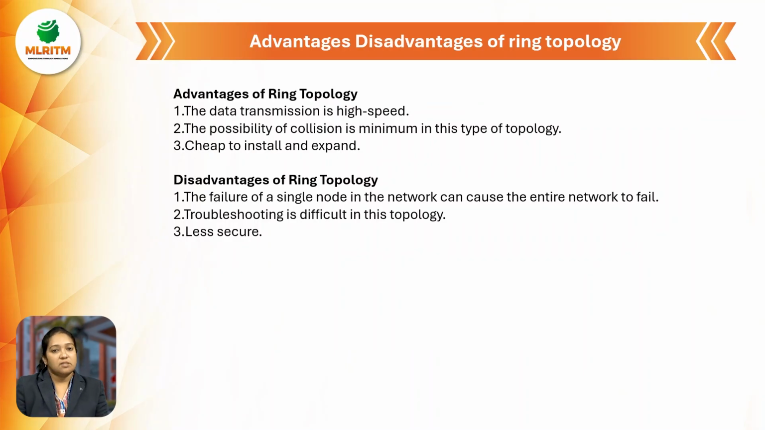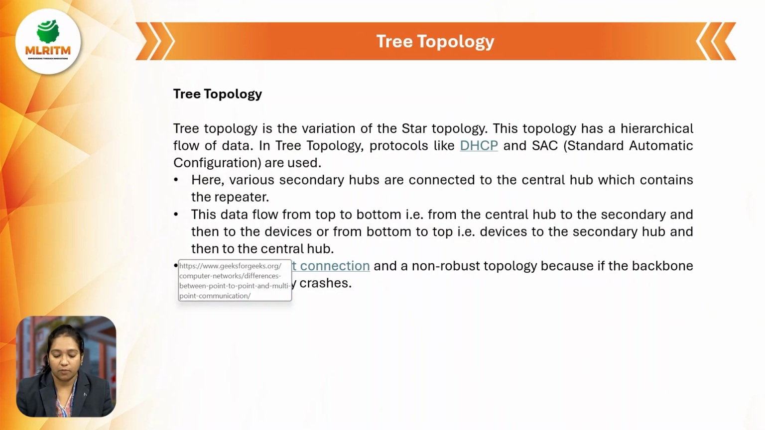Next, the advantages and disadvantages of ring topology. The advantages: the data transmission is high speed. The possibility of collision is minimum in this type of topology. Cheap to install and expand. These are the advantages. The disadvantages are: the failure of a single node in the network can cause the entire network to fail. Troubleshooting is difficult in this topology. It is less secure.